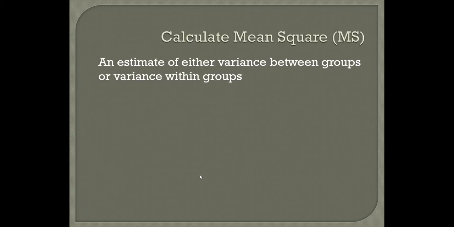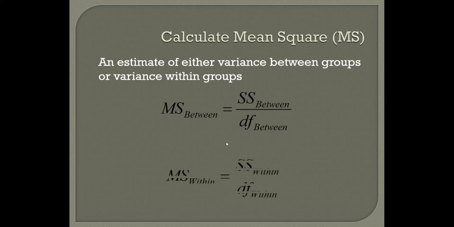Alright, so finally we need to create what's called the mean squares from the sum of squares. So we have the sum of squares between for the 2 main effects and the interaction, and the sum of squares within. To compute the mean squares between, you take the sum of squares between for each effect and divide it by the degrees of freedom for each effect. We'll do the same thing for within: we'll take the sum of squares within and divide it by the degrees of freedom within.